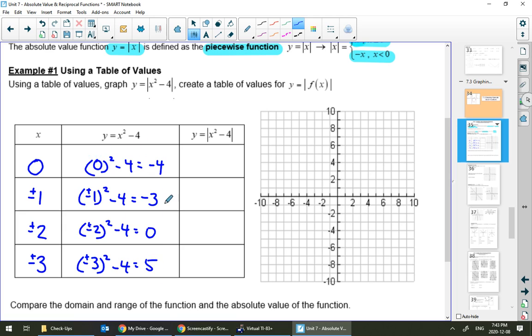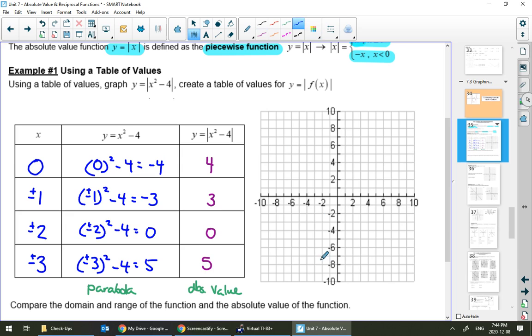Now, in all cases, when we look at this and we were to graph this out, based on the fact that this is a y equals x squared minus 4 equation, we know that this is going to look like a parabola. And in this case, we're taking the absolute value. This graph will be an absolute value graph. All right, so let's take a look at what happens to our y values when we take the absolute value. We have a negative 4 becomes 4, negative 3 becomes 3, and then we have 0 and positive 5.